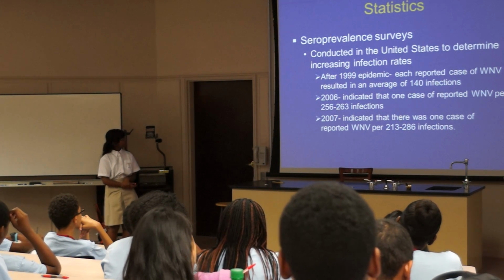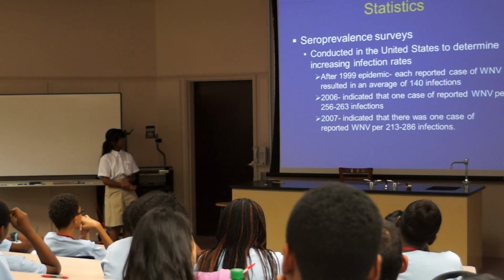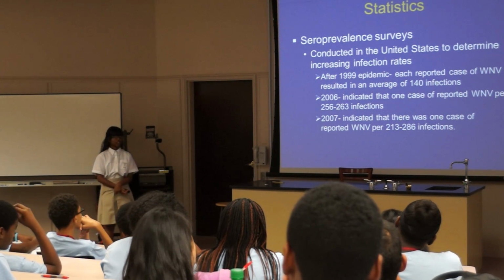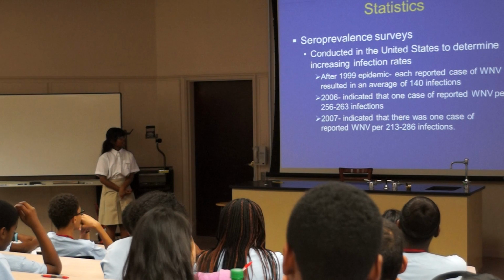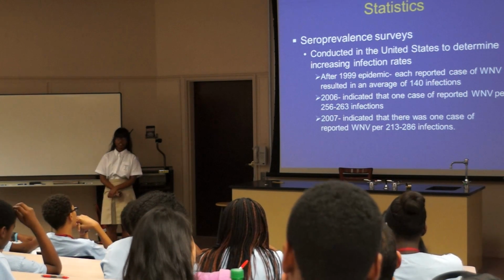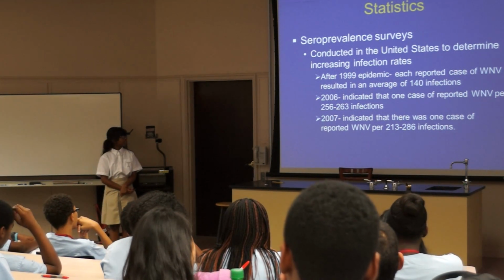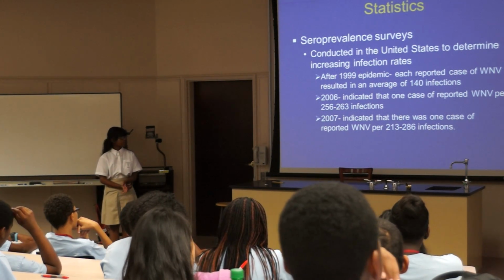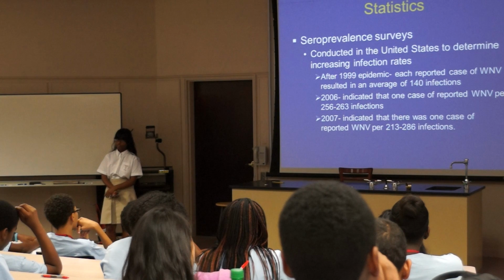So one survey that was conducted was the seroprevalence survey, which was conducted in the United States to determine increasing infection rates. After the 1990 epidemic, which was when the first case was reported, the survey was conducted, and it reported that each case of West Nile virus resulted from an average of 140 infections.